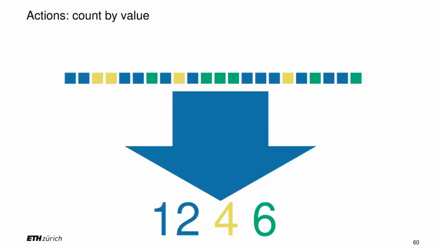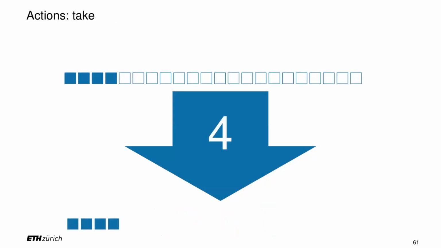This one is count by value. That's the one I had in my example. That just returns a Python dictionary that says blue colon 12, yellow colon 4, green colon 6, right? It just counts how many values of each distinct kind there are, count by value.